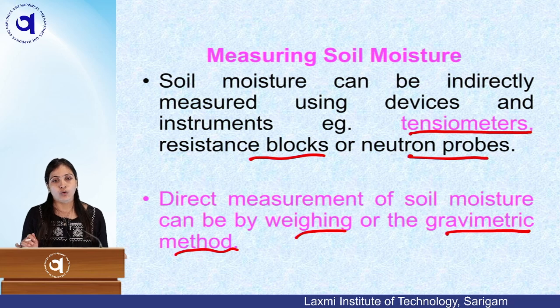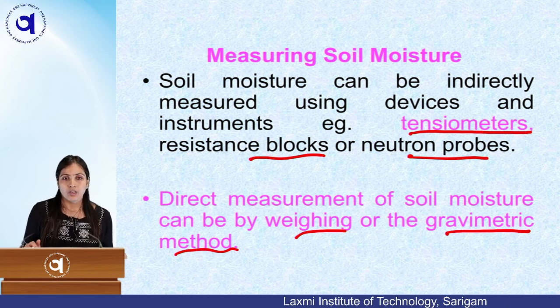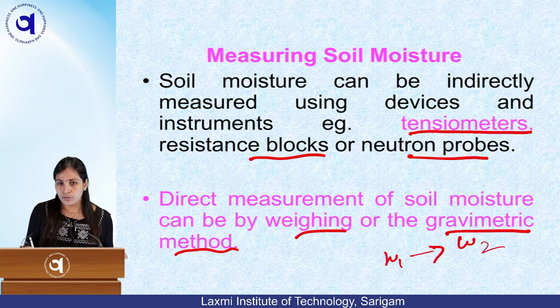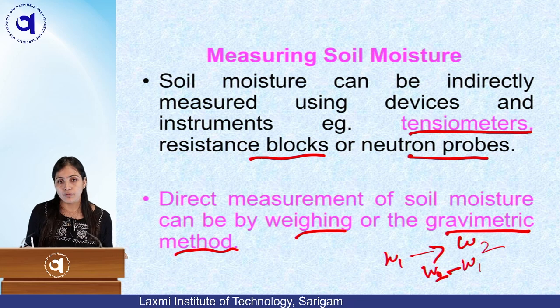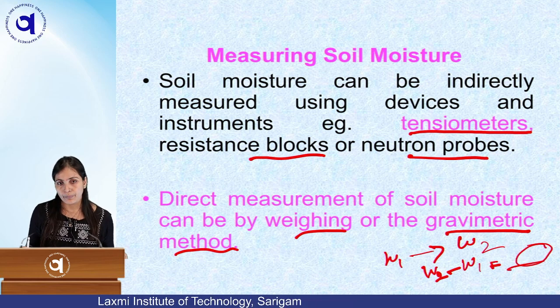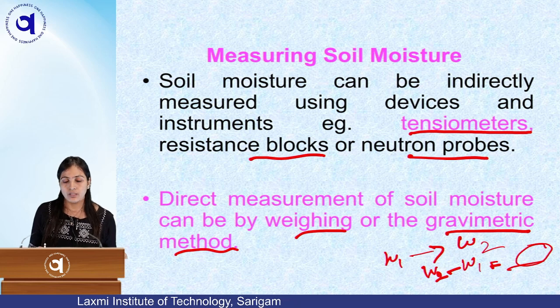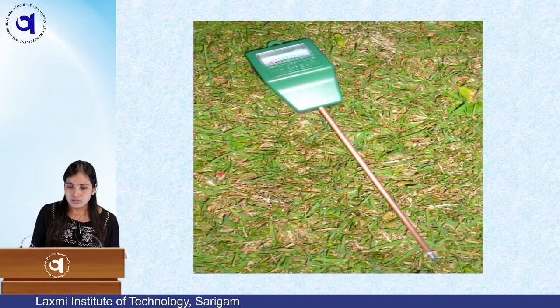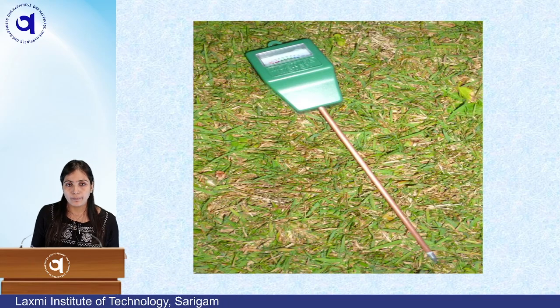For example, in the oven dry test, we weigh the moist soil as W1, then we allow it to dry in the oven and weigh it as W2. W1 minus W2, the wet minus the dry, gives us how much moisture content we have. So this is the direct method, and the tensiometer is the indirect method. This is a picture of a tensiometer.